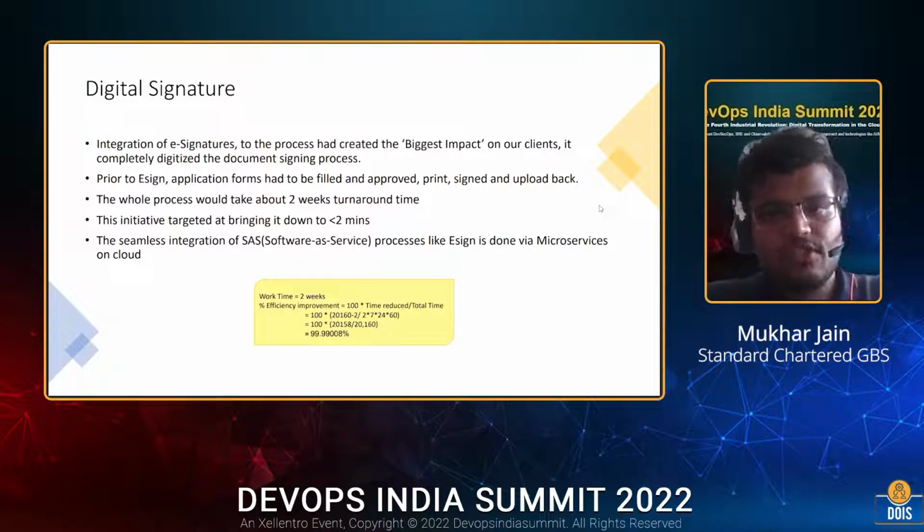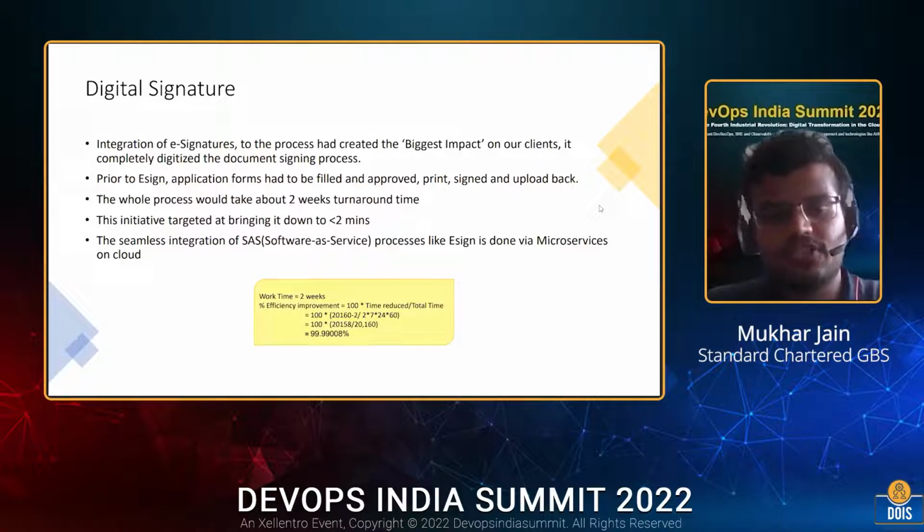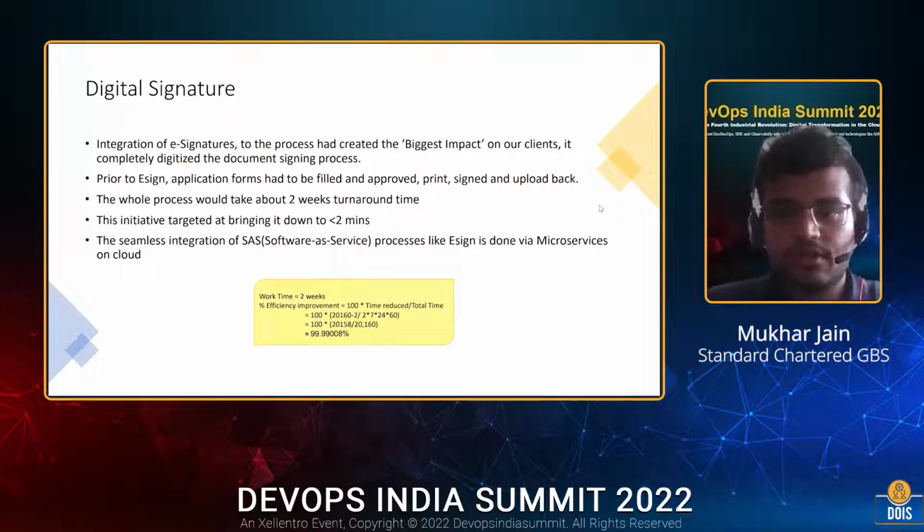So this paper signing process used to take around 2 weeks. So a turnaround time of 2 weeks was there when the document was going from us to the client, and it used to come back to us after signing. So by this integration of digital signatures, we have reduced this 2 weeks turnaround time to less than 2 minutes.